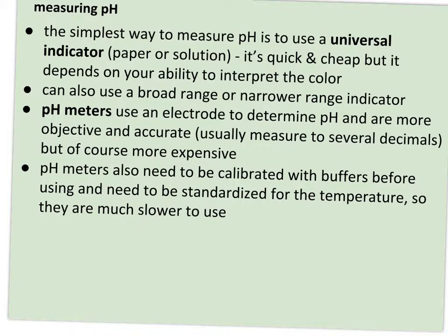You can also use a broader range or narrower range indicator. A broad range would just be the blue and red litmus to know if it's acid or base. Or you can use things with a far narrower range that maybe get you down to half a pH unit. But if you want to be really precise, a pH meter is the way to go because it uses an electrode to actually measure the conductivity and determine the pH. But it's going to be more expensive and it's going to be putzier to do because you have to calibrate the pH meter with buffers and you need to standardize it for the temperature. So the question is, how much time do you want to spend and how precise does your measurement need to be?